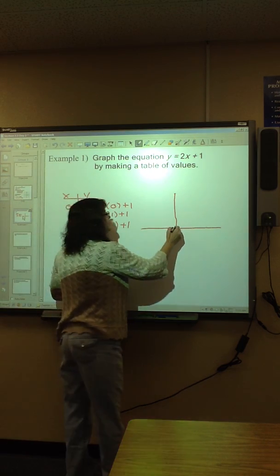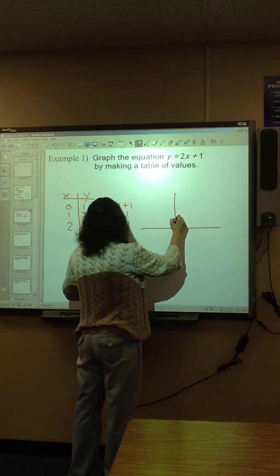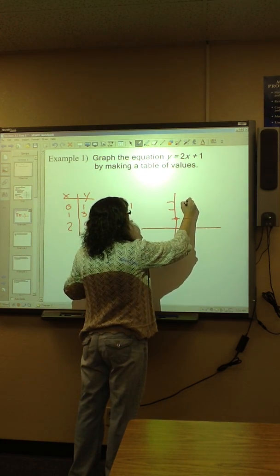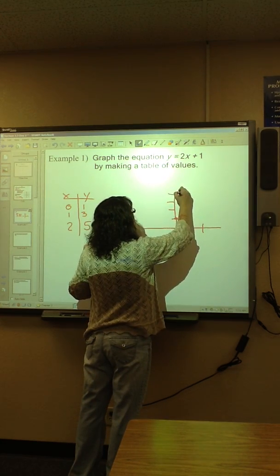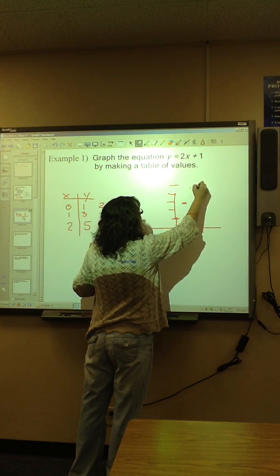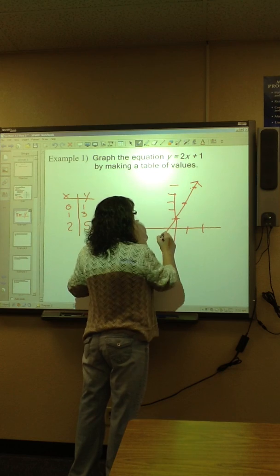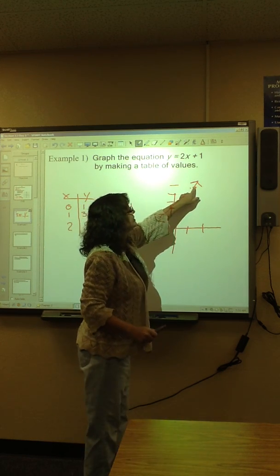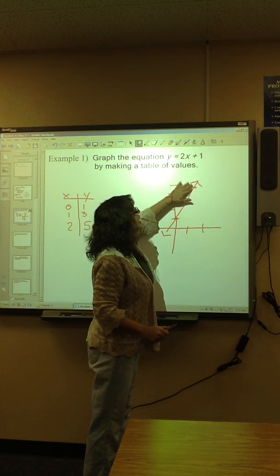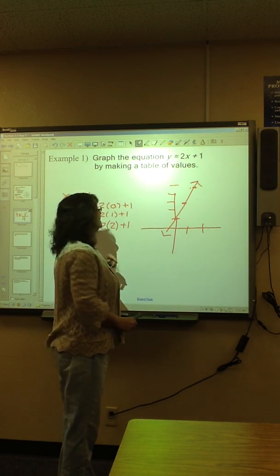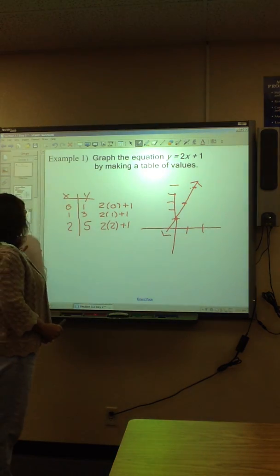So 0, 1, right here. 1, 3, right there. 2, 5. There. And then I can see my line. Be sure and put arrows on both ends of your line. Also, take your arrow and put it a little bit further out than the point right here, and a little bit further out than the point right there. Okay, have a nice graph.